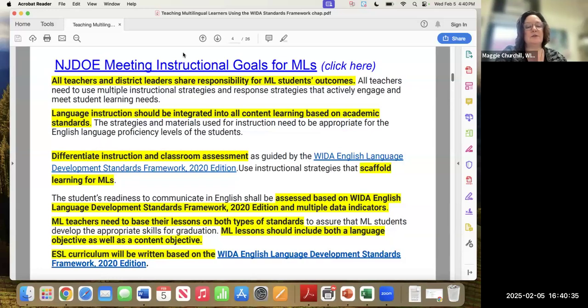So it does say that ML teachers, which means all teachers who teach MLs. It doesn't mean ESL teachers. It means all ML teachers, all of us need to base their lessons on both types of standards, and they should include that in their lesson plans, which should also include a language objective as well as a content objective. So I've been showing that as well to team levels, grade level teams of teachers. And then finally, your ESL curriculum must be written and based on the 2020 WIDA ELD standards framework. So feel free to pay that forward, share that, put it on a billboard, however you want to disseminate that information.